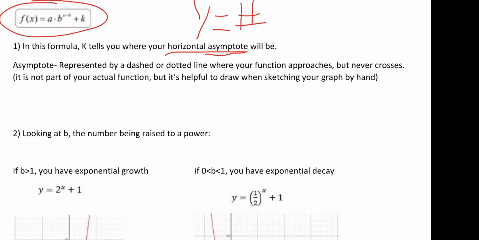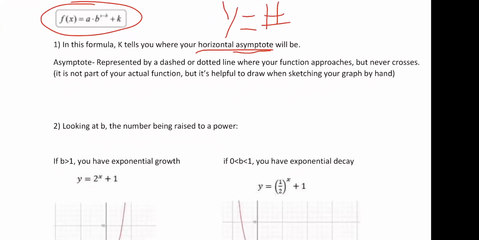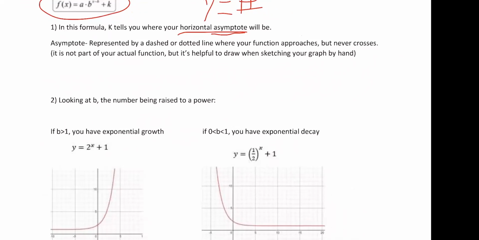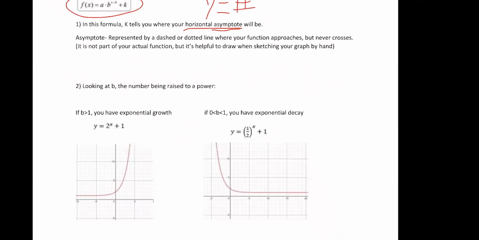The B is important because B is the number that's being raised to a power. If your B is greater than 1, like 2, 3, 1.5, 3.5, you're going to have exponential growth. This is called exponential growth if your function gets bigger as it goes left to right. That's why this is called growth.